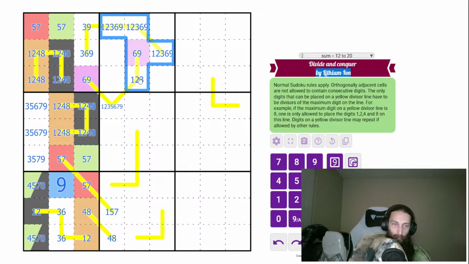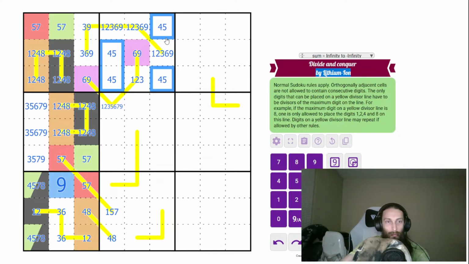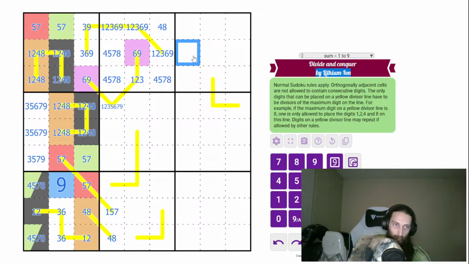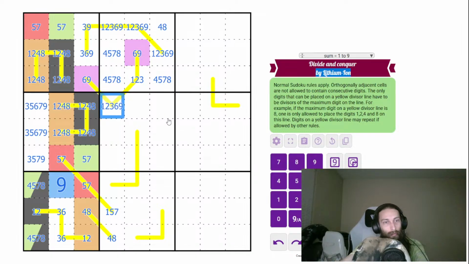1, 2, 3, 6, 9, 4, 5, 8. Or this isn't 5 or 7. 4 and 8 are too far apart. Six and 9 are too far apart. We no longer have 5 or 7 on here.